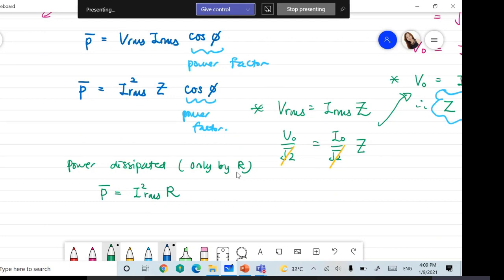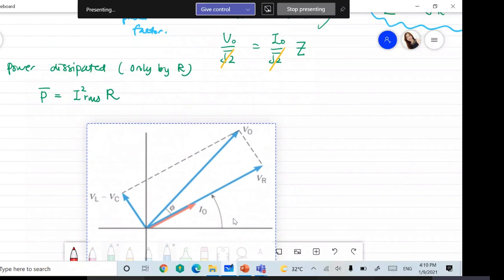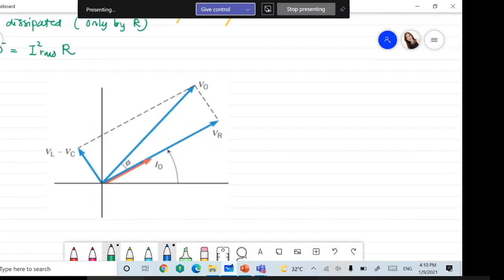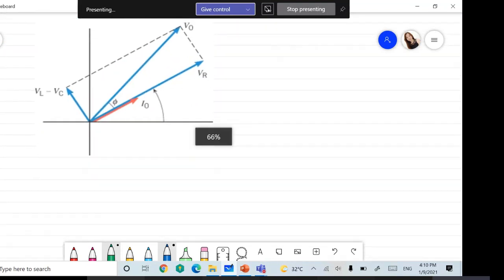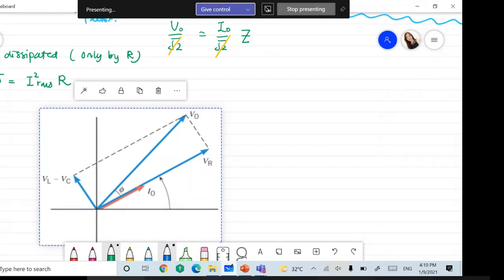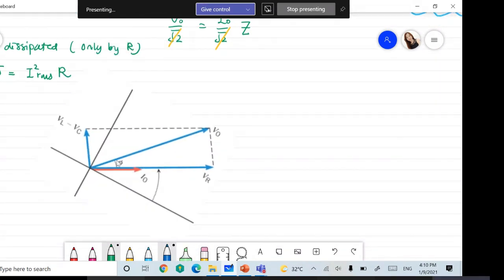You can refer back to the phasor diagram. If you refer to this phasor diagram, you can see that there is one phi here. Phi is the angle between VR and V naught. So if I draw it horizontal like this, angle phi is the angle between VR and V naught.